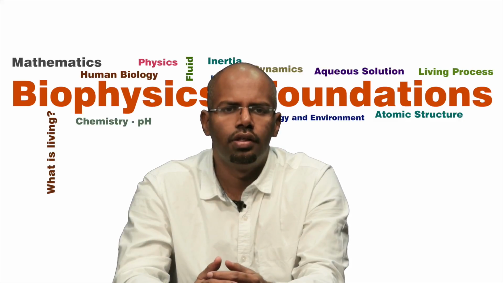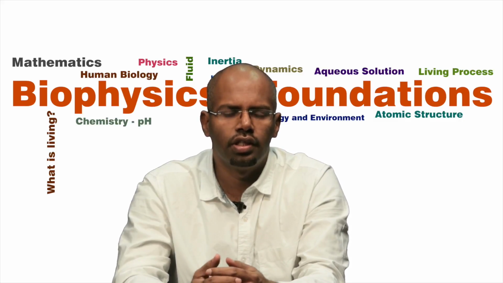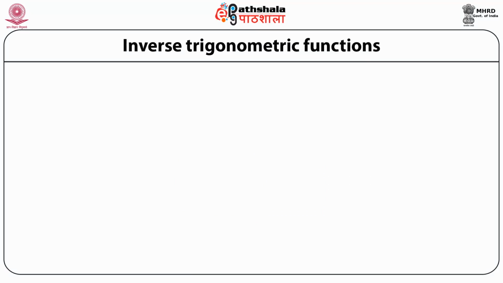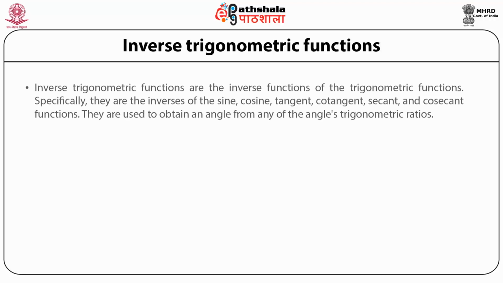Now, describing the different ratios as inverse trigonometric functions. Inverse trigonometric functions are the inverse functions of the trigonometric functions. Specifically, they are the inverses of the sine, cosine, tangent, cotangent, secant and cosecant functions. They are used to obtain an angle from any of the trigonometric ratios.